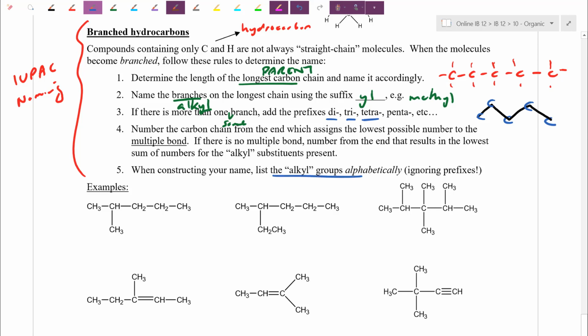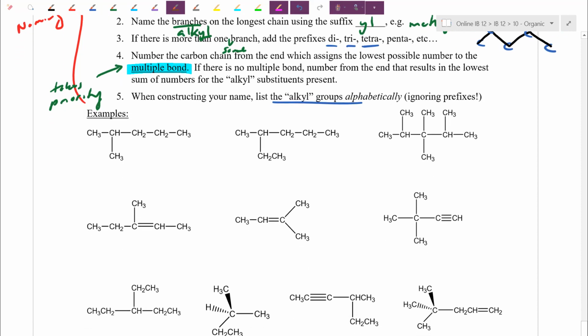Lastly, we just saw if I have a multiple bond, the multiple bond is so special, it gives you the functionality. The multiple bond actually takes priority. I don't care even if the other branches occur at higher numbers, the multiple bond is so special, the multiple bond actually takes the smallest number if it's present. Okay? So let's just work through a few examples.